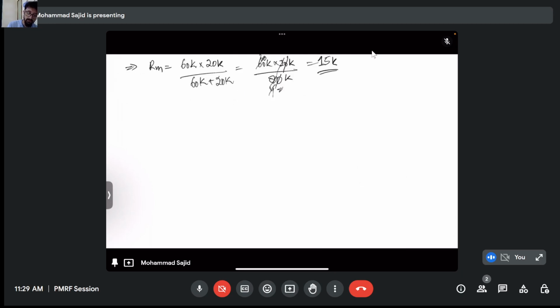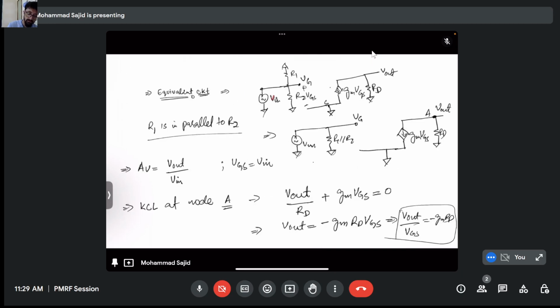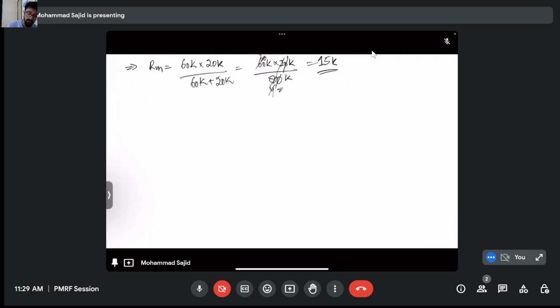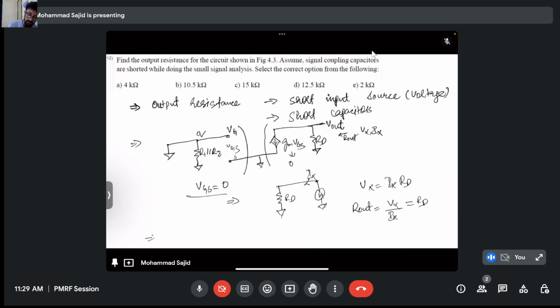So the value of RD was 2 kilo ohm. So my output resistance is simply equal to 2 kilo ohm. Okay, fine. So this is how you find output resistance. It's simple.